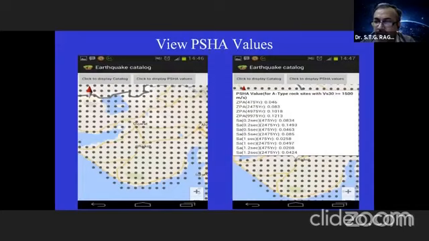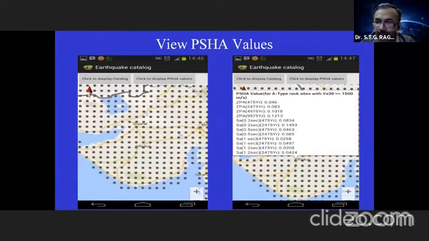And then we have also given these design values. If you touch any grid point, you will get the PGA values for return periods of 475, 2475, 5000, and then 10,000 years. And even the spectral acceleration, spectral acceleration at 0.2 as well as at 1 second.